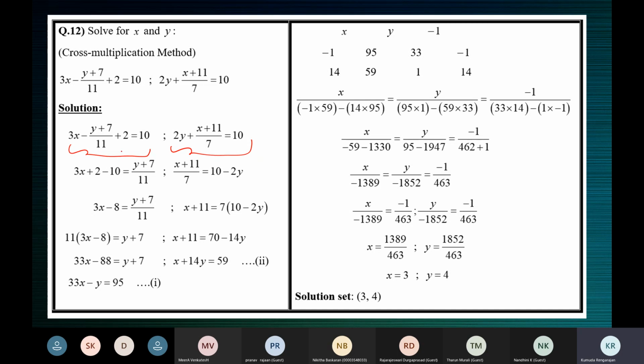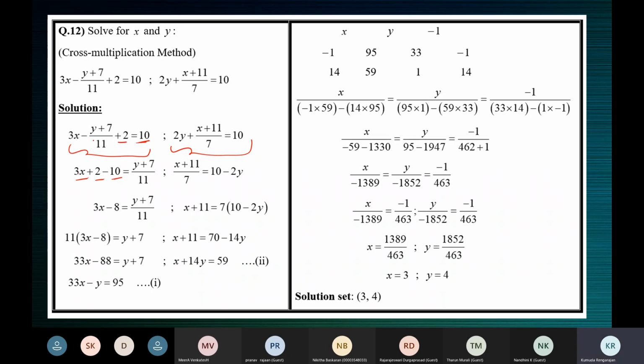So simplify the equations in the same way, children. See, what I have done is, can you see this 3x, this plus 2 here, this 10 comes to the other side as minus 10, and this minus y plus 7 by 11 is taken to the other side as y plus 7 by 11. Minus becomes plus. Please understand the transposition. I've just transposed. See, it's your way. You can straight away take LCM here. That's all your style.